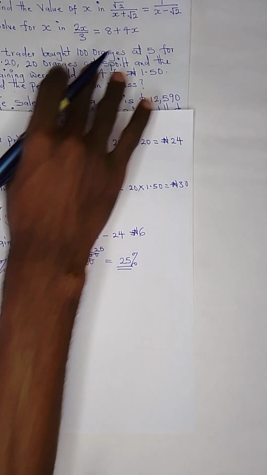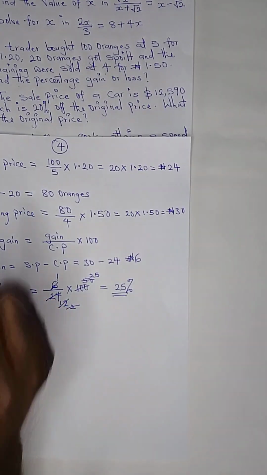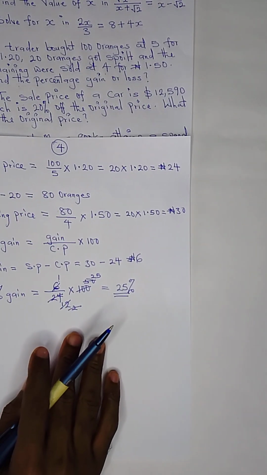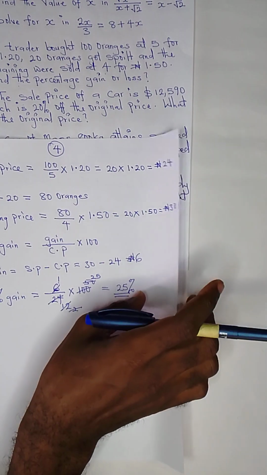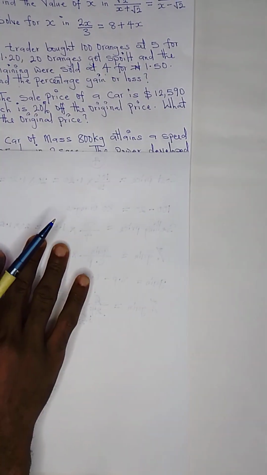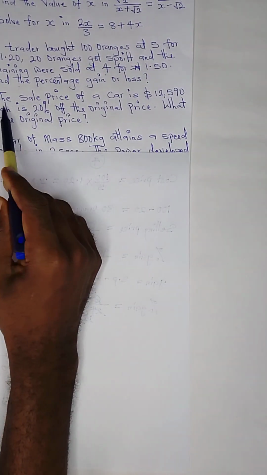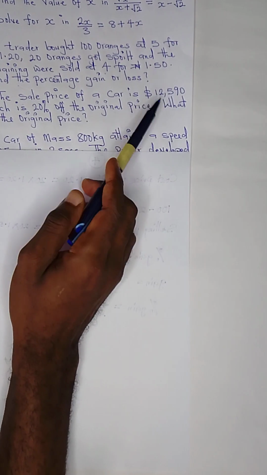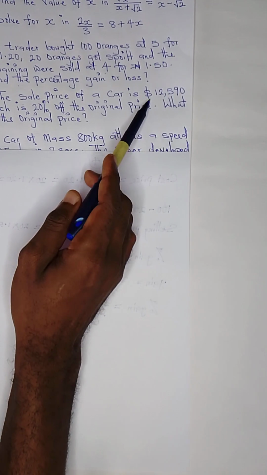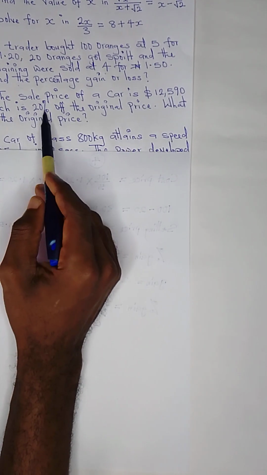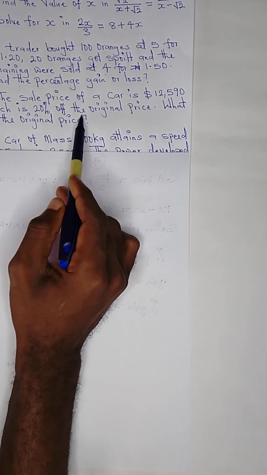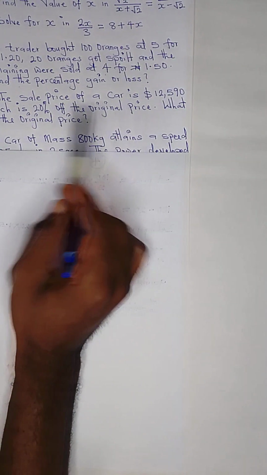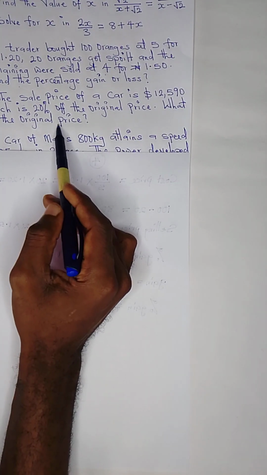So let's see what question number 5 says. Question number 5 says that the sale price of a car is $12,590, which is 20% off the original price. What is the original price?